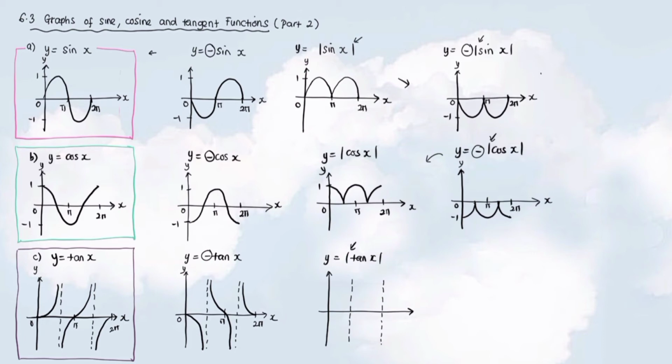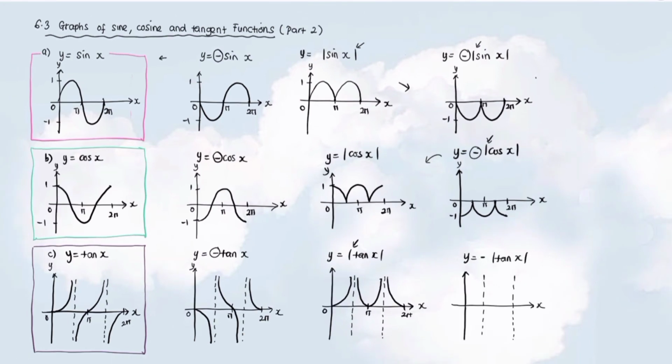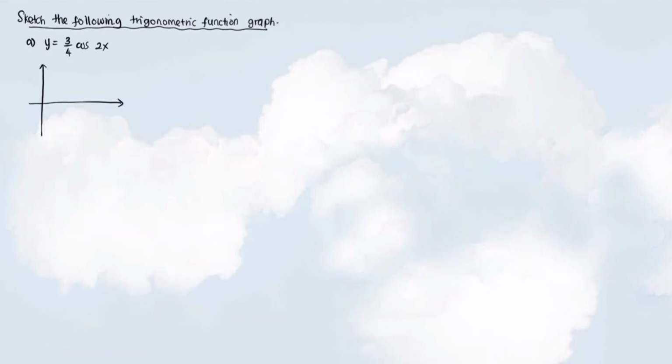Y equals modulus tangent x, positive zone will remain positive and negative will flip over to become positive. So y equals negative modulus tangent x is the reflection of graph y equals modulus tan x. Now let's see another example. So y equals 3/4 cos 2x.